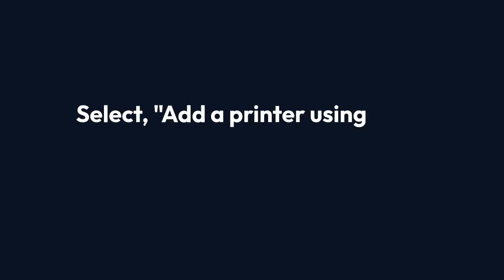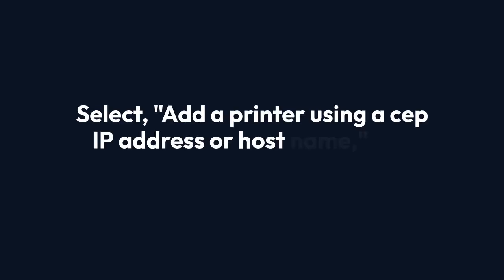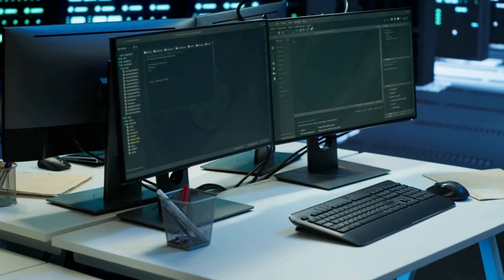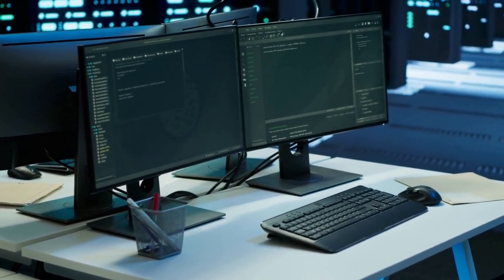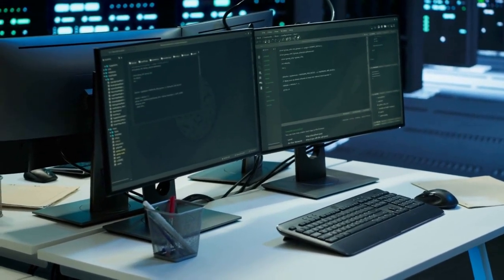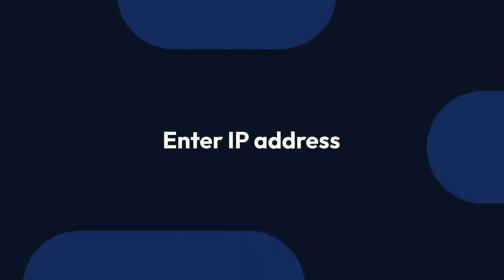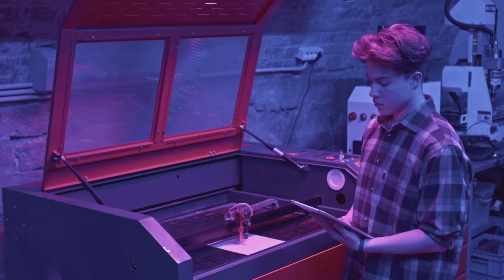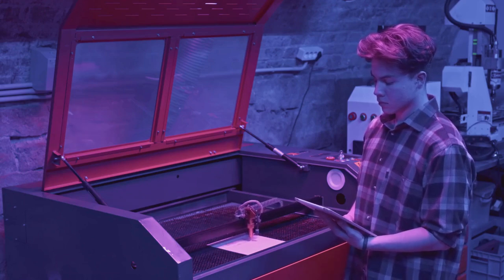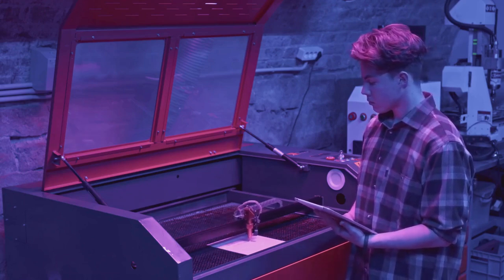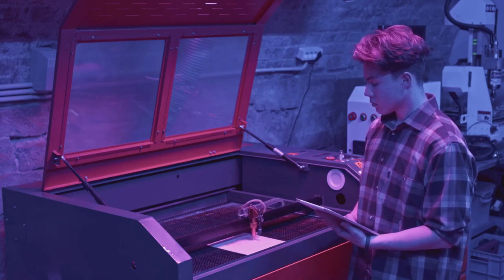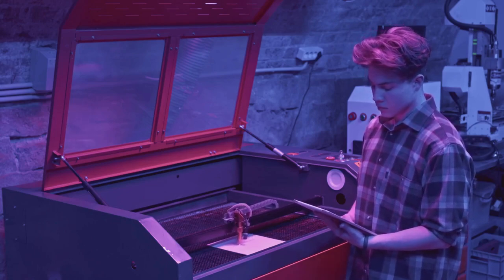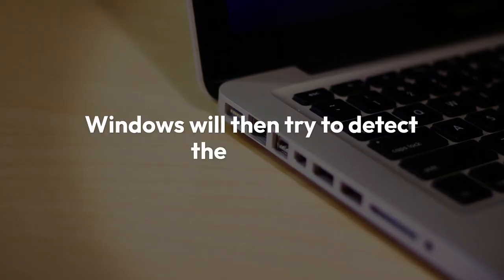Select "Add a printer using a TCP/IP address or hostname" and click Next. In the next window, select TCP/IP Device from the Type of Device drop-down menu. In the hostname or IP address field, enter the IP address you found earlier. The port name field will automatically populate. Leave the "Query the printer and automatically select the driver to use" box checked and click Next. Windows will then try to detect the printer.